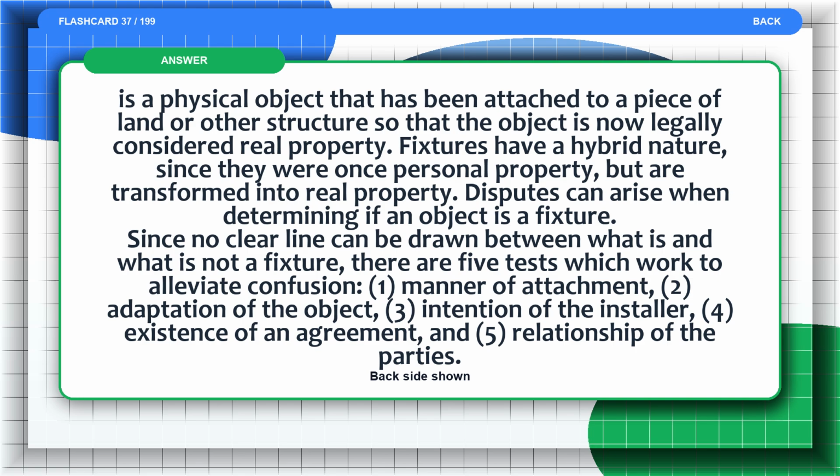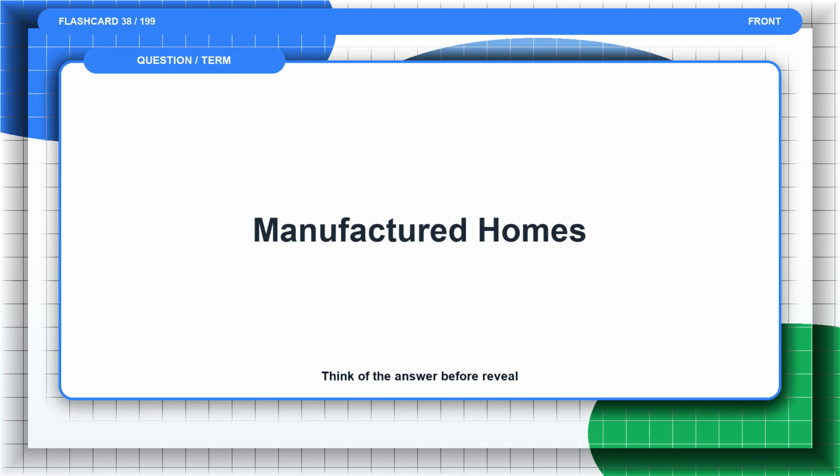1. Manner of attachment. 2. Adaptation of the object. 3. Intention of the installer. 4. Existence of an agreement. And 5. Relationship of the parties.